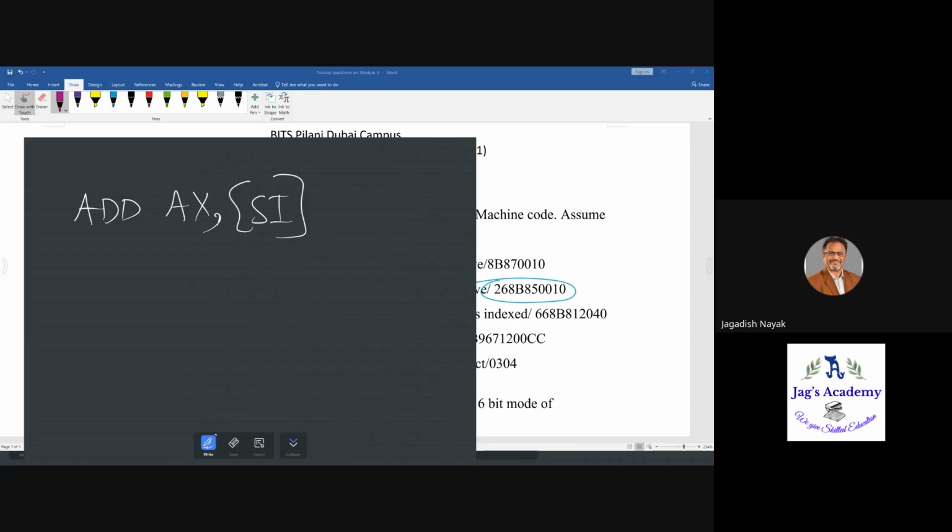One operand is available in the register. The other operand is available in the memory. But the memory address is not directly mentioned here. It is available: the offset address is in the SI register. Convert this. What do you require? The opcode. The opcode is add, right?